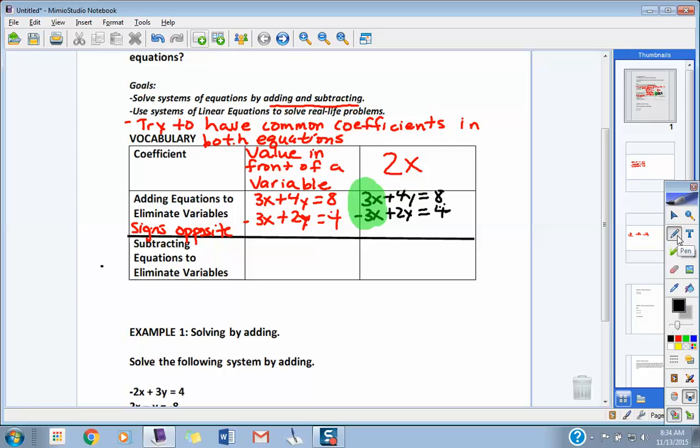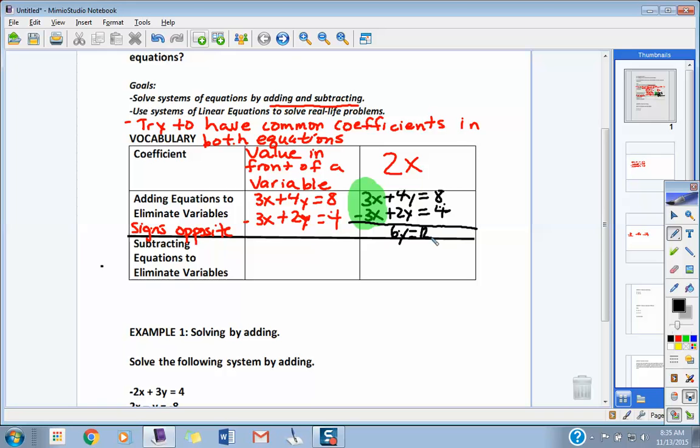Let's add these up. If I choose to add these two together, guys, what's 3x plus -3x? Cancels, doesn't it? Okay. Then my next row I can combine 4y plus 2y would be what? 6y. This becomes 6y equals, what's 8 plus 4 on the right? By adding these together, which variable disappeared? The x's, leaving you with 6y equals 12.